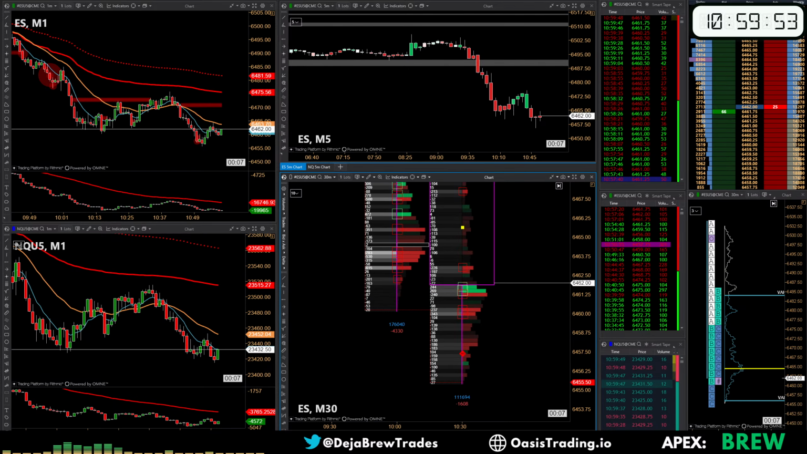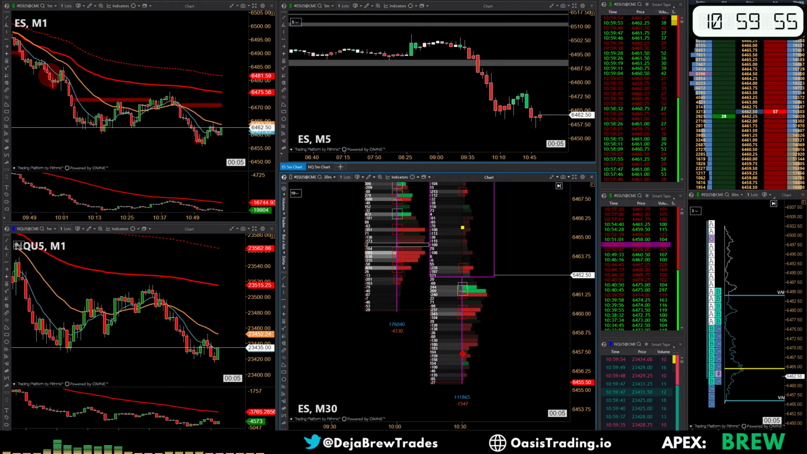Still have a bull div here, still have that micro extension. You're kind of extended on the higher time frames.